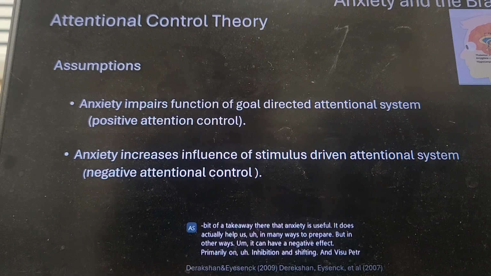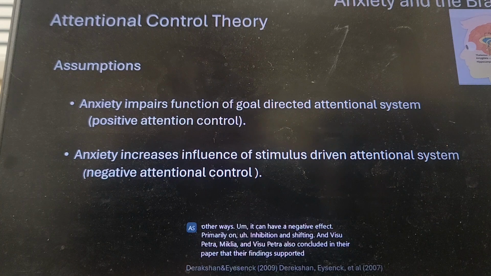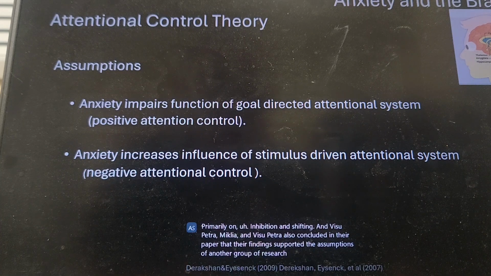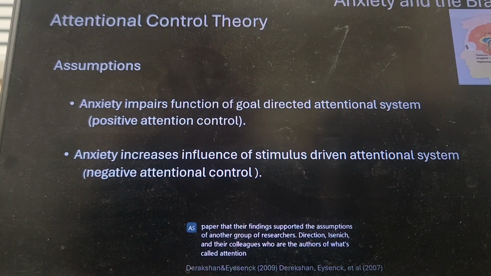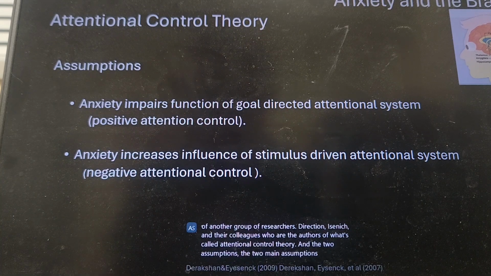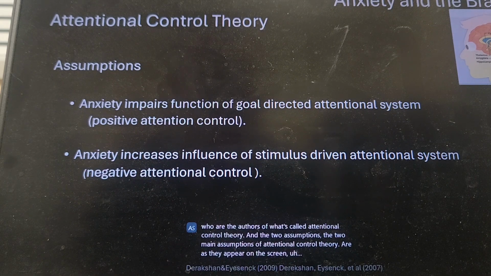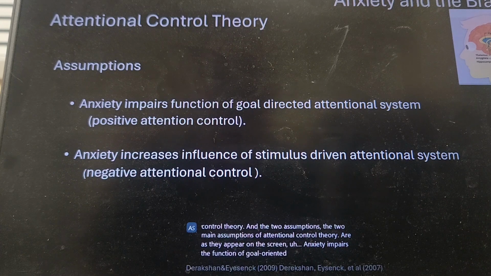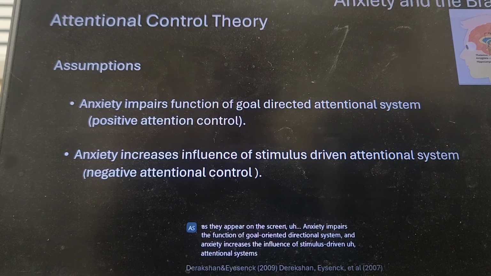Visu-Petra, Miclea, and Visu-Petra also concluded in their paper that their findings supported the assumptions of another group of researchers, Derakshan, Eysenck, and their colleagues, who are the authors of what's called attentional control theory. The two main assumptions of attentional control theory are, as they appear on the screen: anxiety impairs the function of the goal-oriented directional system, and anxiety increases the influence of stimulus-driven attentional systems, that is, negative attentional control.